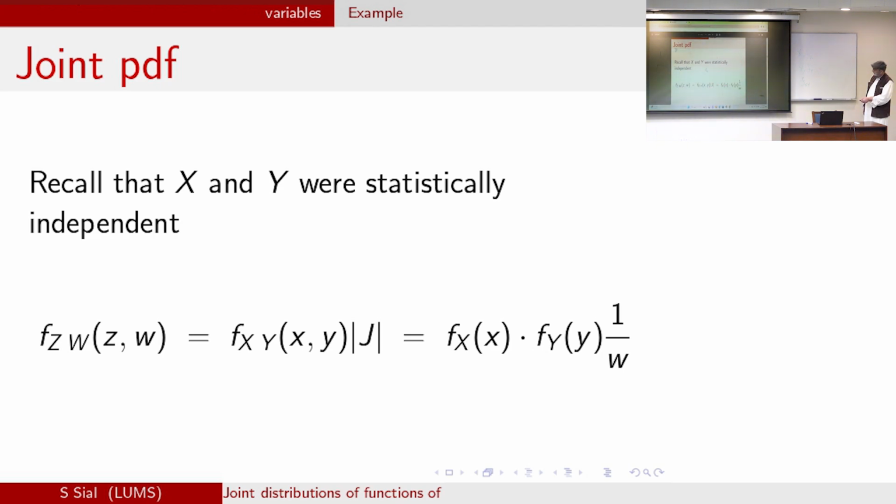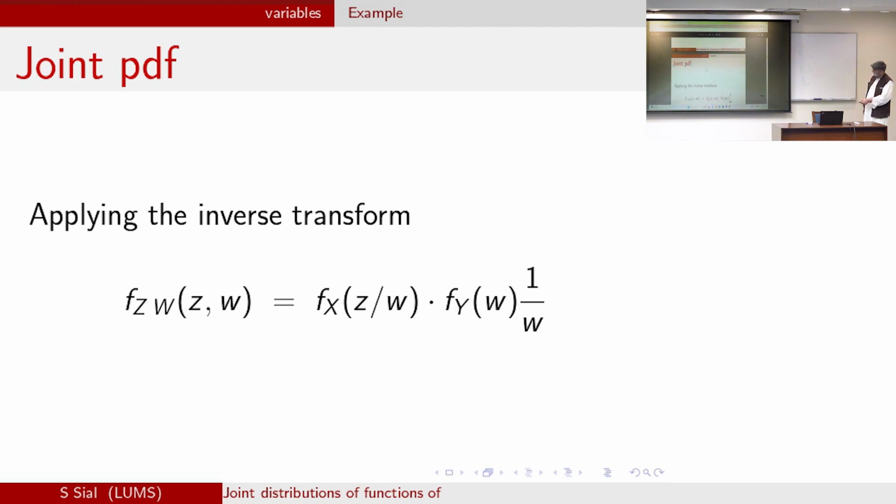Right. Now, this is still in terms of the old variables, x and y. I replace x in terms of z and w and y in terms of z and w, right? We had that x was equal to z over w, so I replace x by z over w. And we had that y was equal to w, so I replace y by w. Now I have the joint PDF for z and w completely in terms of z and w.